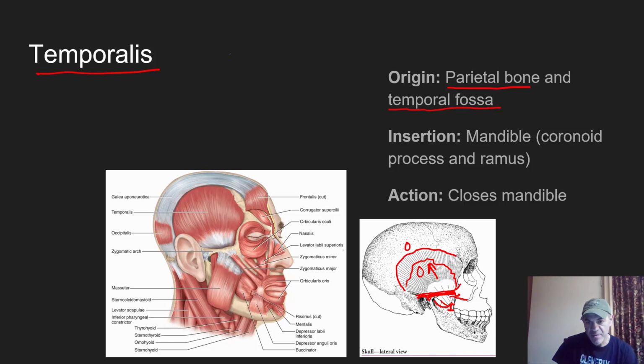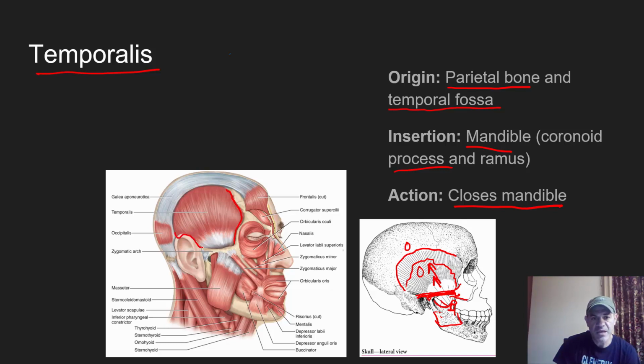The mandible has this process right here called the coronoid process. So when we're pulling with this muscle, when it's contracting, it's actually helping to pull the jaw upward. So the action is to close the mandible. And the insertion again is the mandible, which moves. And the specific place of the mandible is the coronoid process and even part of the ramus. The ramus is this part right here of the mandible. That's the ramus.